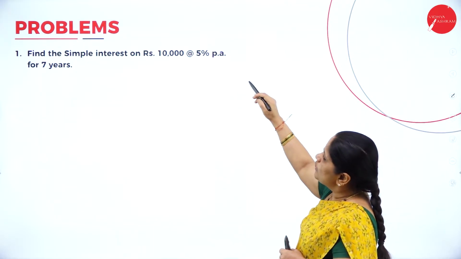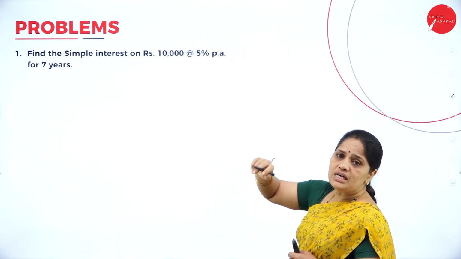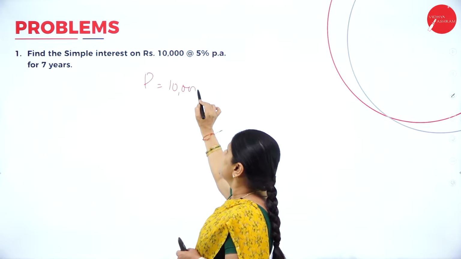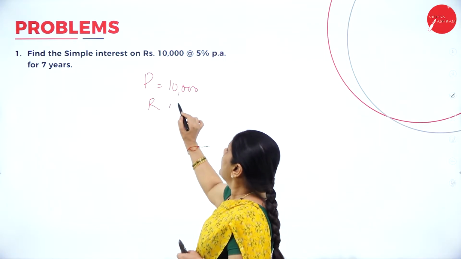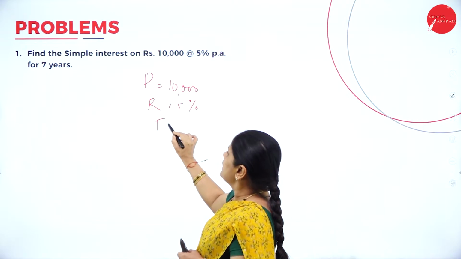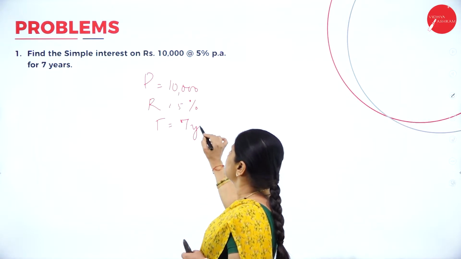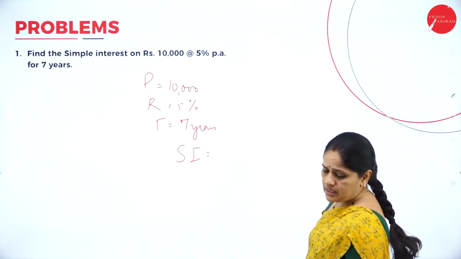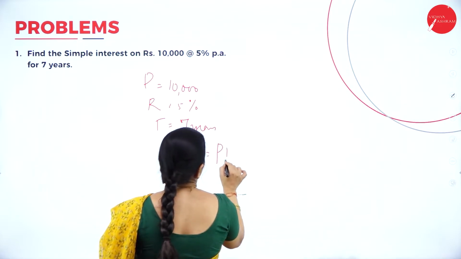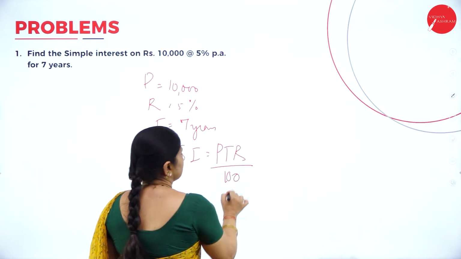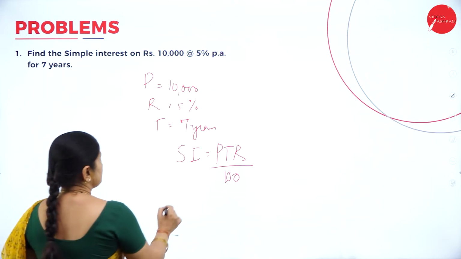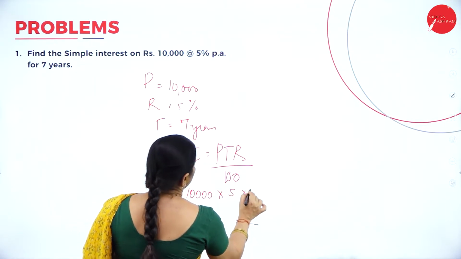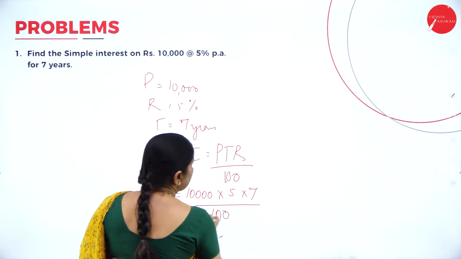Find the simple interest on rupees 10,000 at 5% per annum for 7 years. Now, first we will identify what is the P here. So, P is 10,000, R equals 5%, T or N is 7 years. Now, I know the principal. What is the formula for simple interest? The formula is PTR by 100. So, this will be equal to 10,000 into 5 into 7 divided by 100.